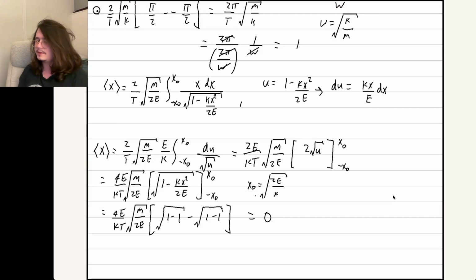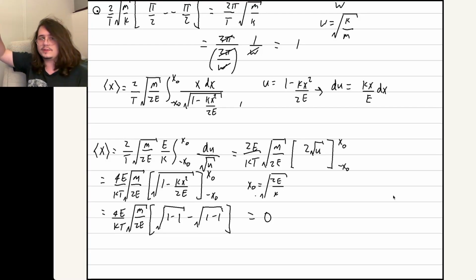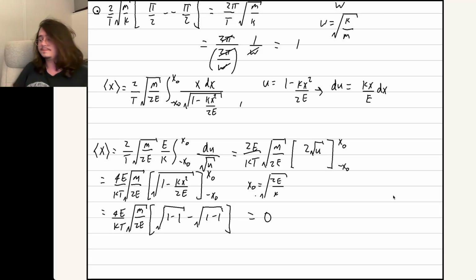It's a harmonic oscillator. It's swinging around the origin like this. And so on average, you're going to find that the position of your particle is going to be at the center. So perfectly intuitive there.